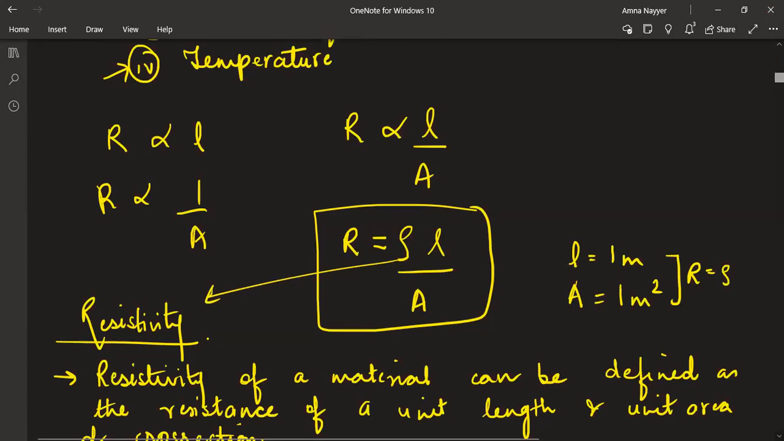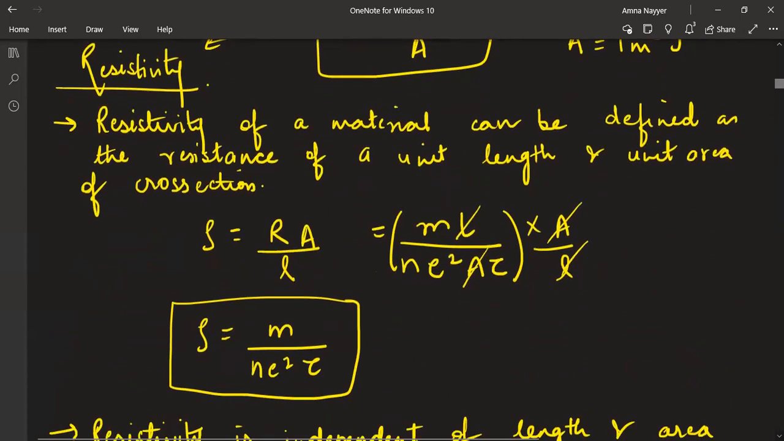Now what is this rho? Rho is resistivity. Resistivity of a material is defined as the resistance of a unit length of unit area of cross section. Means in this formula, rho is equal to RA by L. You put A as 1 meter square, L as 1 meter. You will get rho equal to resistance.